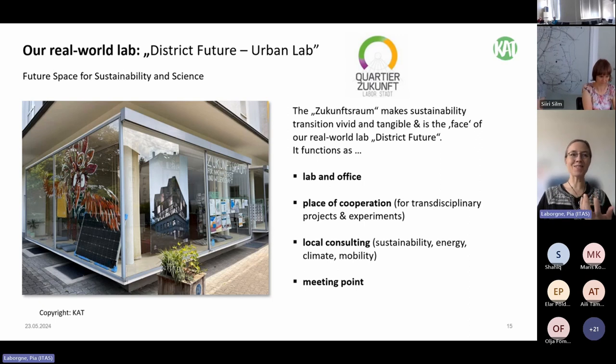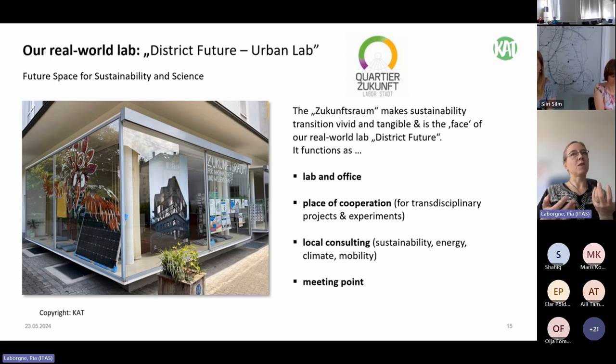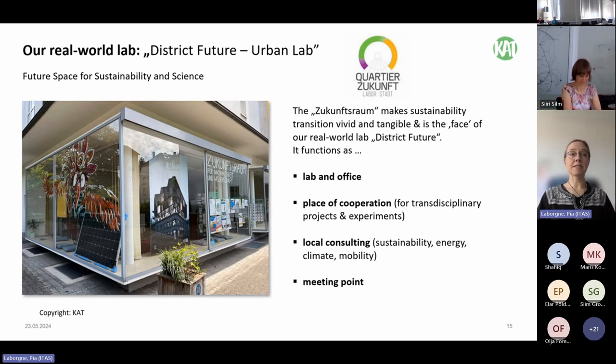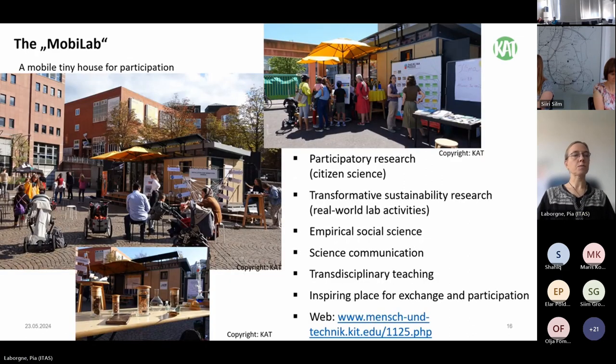Very different kinds of groups, like food sharing groups, the Oststadtbürger, a citizen association, or the grandparents for future. It's also about local consulting. So we have opening hours, people come there and can get consultation. Other groups like the Climate and Energy Agency of Karlsruhe can use it also, and it's a meeting point.